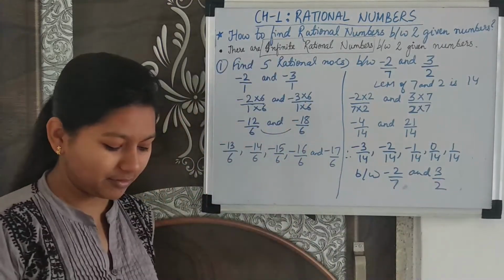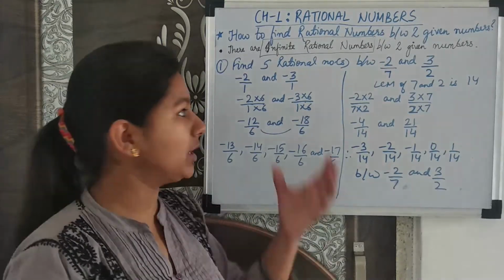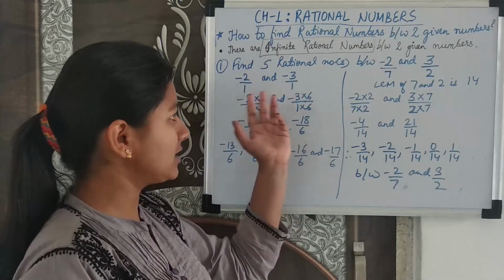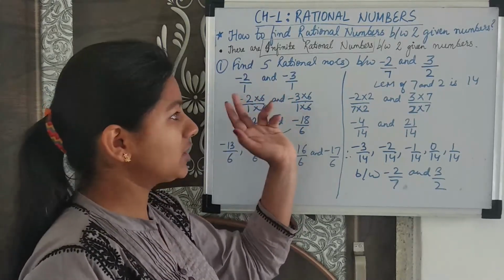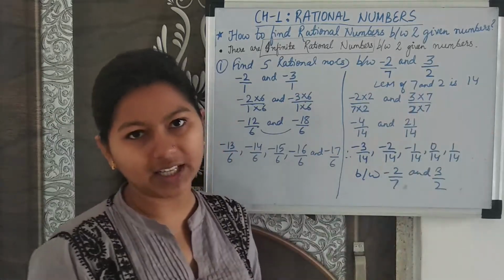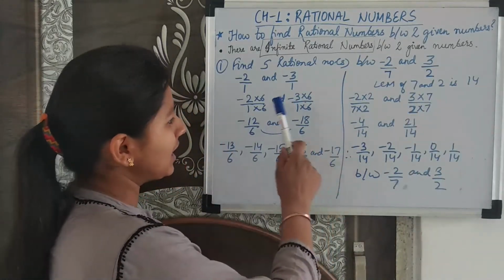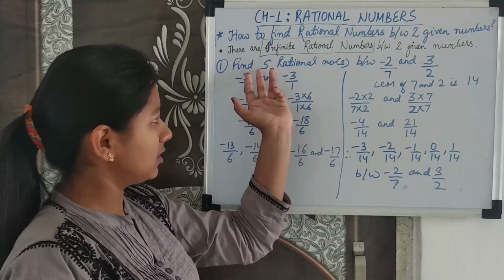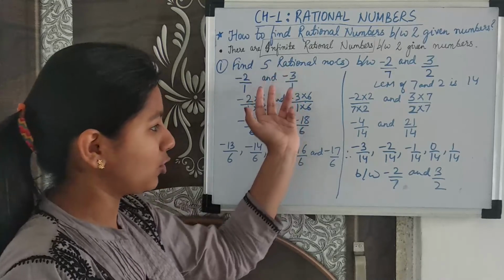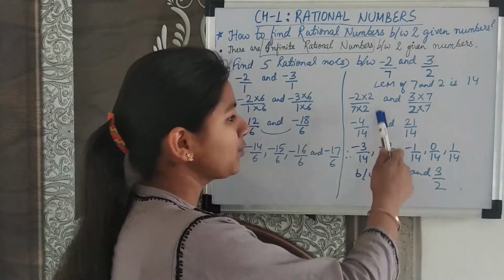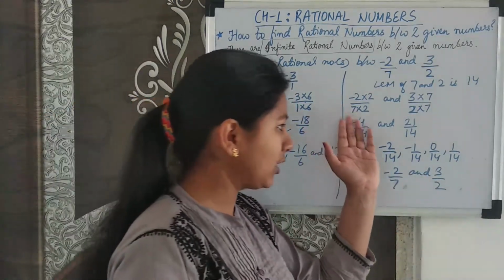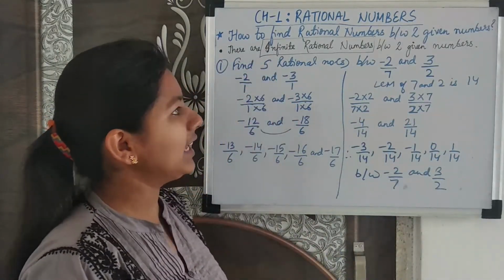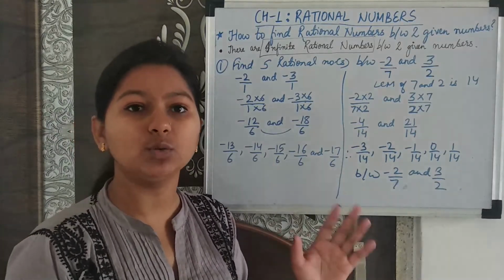So in this way we can find as many rational numbers between two given numbers. Only 2 steps we have to take, depending on whether the denominator is the same or not. If it's not the same, we have to make it the same by finding the LCM. And after finding the LCM also, if we are not able to find sufficient rational numbers as given in the question, then we can multiply all numerators and denominators by any other number. In this way we can find infinite rational numbers between two given numbers.